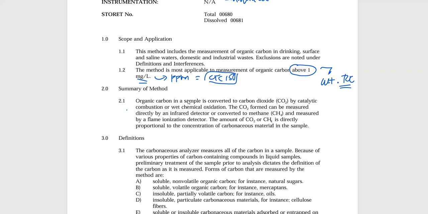Summary of method. It says organic carbon in a sample is converted to carbon dioxide. Oh, Tracy already told you that story. By catalytic combustion, that sounds fancy, or a wet chemical oxidation. The CO2 formed can be measured directly by, oh look, Tracy told me this too, an infrared detector, or converted to methane and measured by a flame ionization detector. The amount of CO2 or CH4 methane is directly proportional to the concentration of the material in the sample. All right, so what this means is that I've just told you the entire story and you didn't believe me. Why didn't you believe me? I just told you exactly what was going to go on, and sure enough, that's what the summary is basically trying to tell us. See, I don't lie to you all the time.